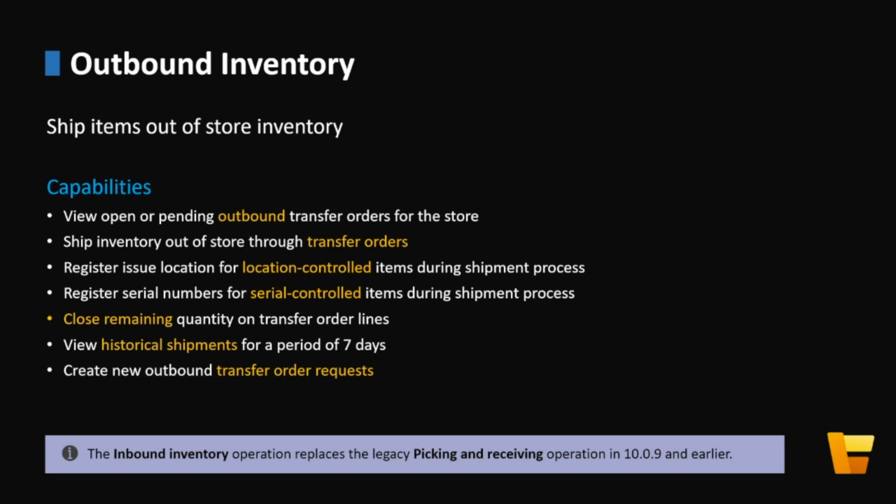And we also have a view in this outbound operation for you to access the historical shipment for the past 7 days. Finally, from this operation, you can create a new outbound transfer order if you want to send items to other locations. Same as the inbound inventory operation, this operation was built to replace the legacy picking and receiving operation. Now, here is the demo.